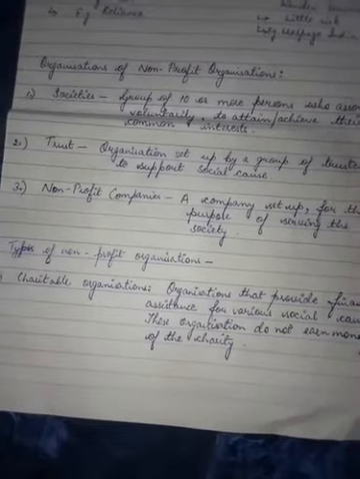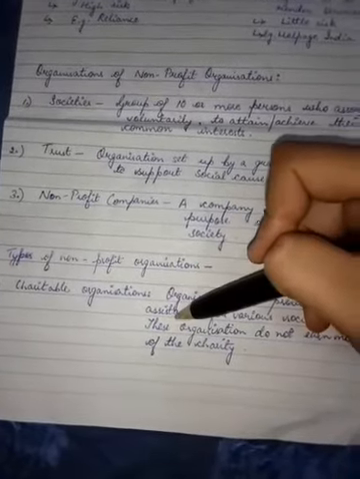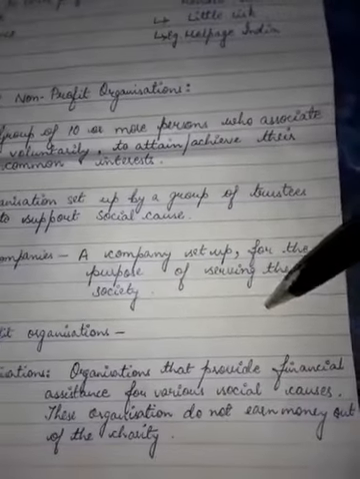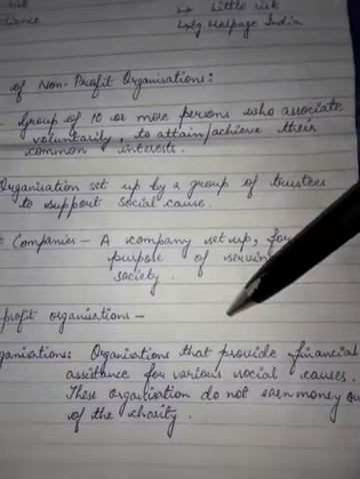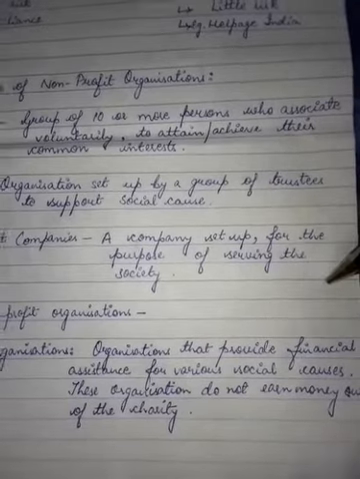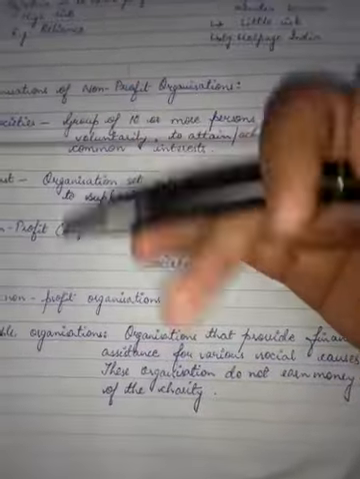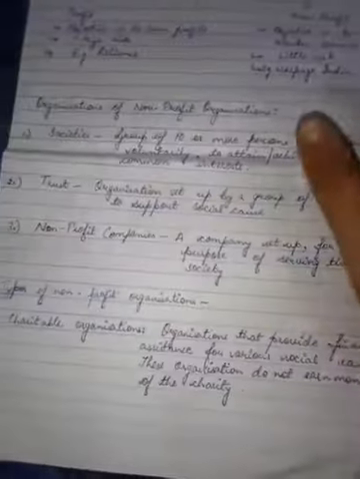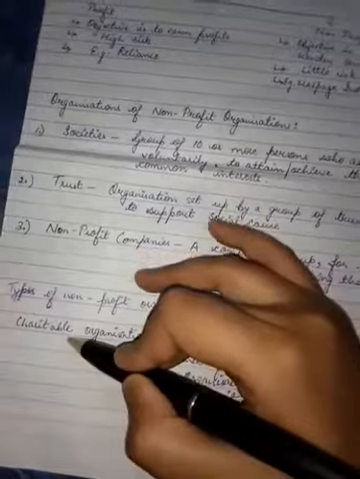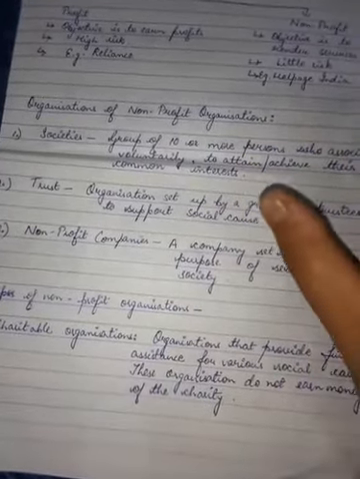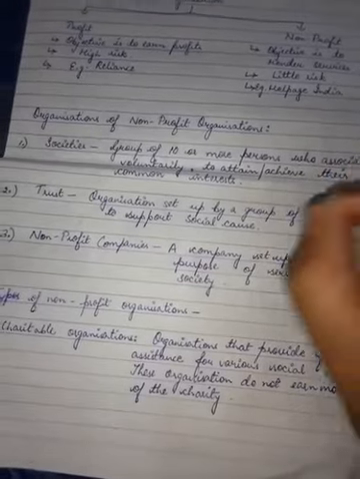Please understand. So what is a charitable organization? Charitable organizations are basically those organizations that provide financial assistance. Financial assistance means providing money for various social causes. These organizations do not earn money out of the charity. So just understand in a very simple way. Charitable organization means those organizations who are doing charity. When the word charity is known, charity is done for some social cause.